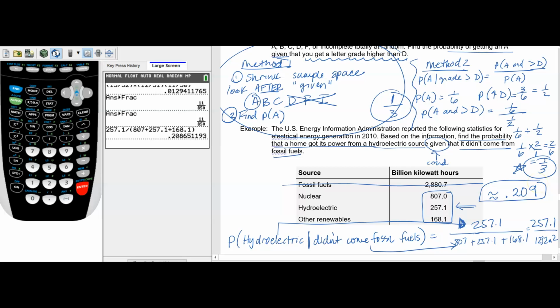So I would highly recommend just doing it like this, really paying close attention to when you see that word given. A red flag should go up anytime you see a problem with the word given, or if we know that, or it's known that. And the part that comes after the given, that's going to be your denominator. Those were the numbers that I added here. And the part that comes before the given, so the hydroelectric source, that's going to be your numerator. So you find the hydroelectric and that goes on the numerator. So hope that helps. Let me know if you have any questions.